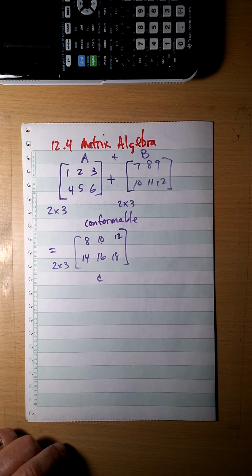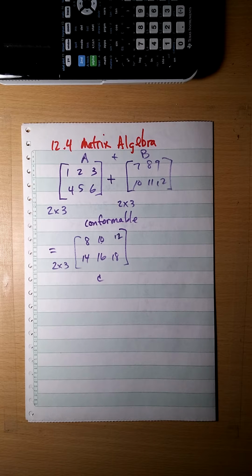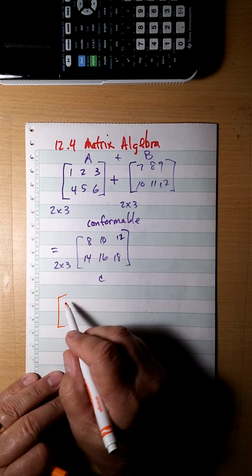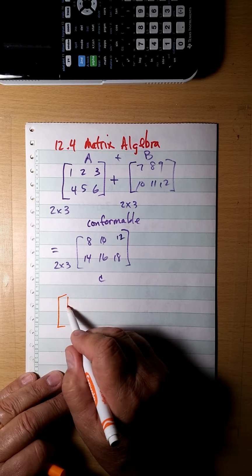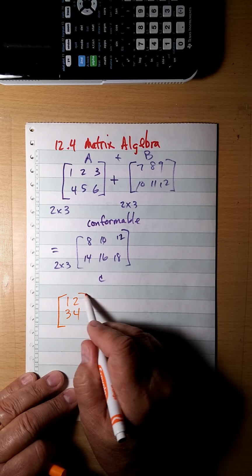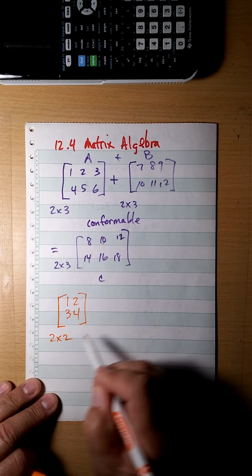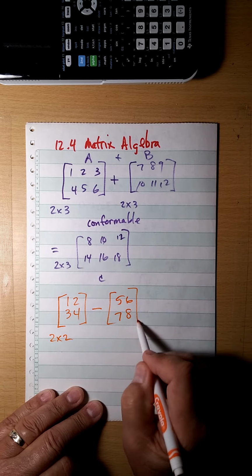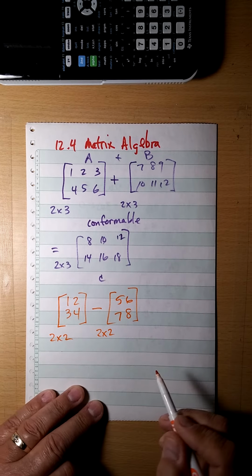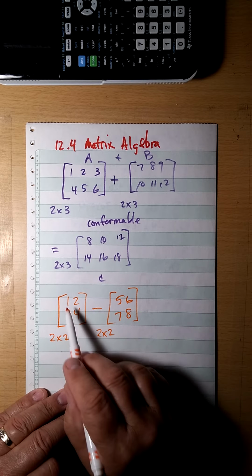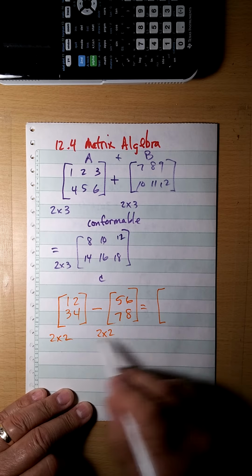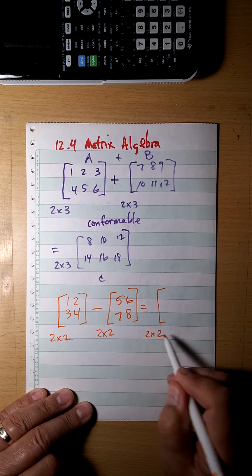Let me do a subtraction problem. Let's take 1, 2, 3, 4. This is a square matrix. It's a 2 by 2. And subtract 5, 6, 7, 8. This is also conformable because they're the same size, 2 by 2, 2 by 2. It gives you a 2 by 2 as an answer.